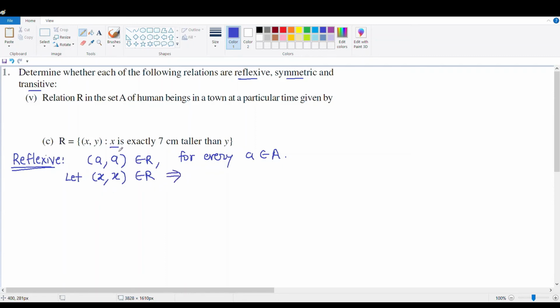Because see, what is this condition? That X is exactly 7 centimeter taller than Y. So if (X, X) is in R, that means we are saying that X is exactly 7 centimeter taller than X. Is that possible? That X is exactly 7 centimeter taller than itself. So it's not going to be possible. So it's not true.